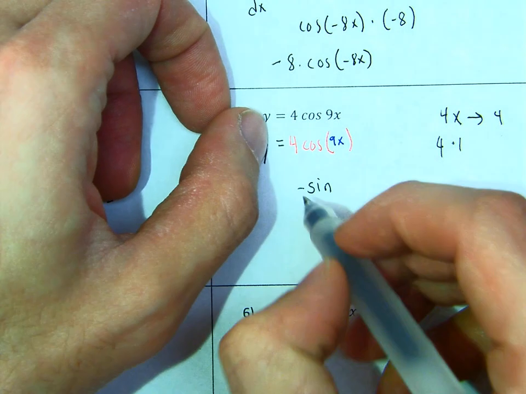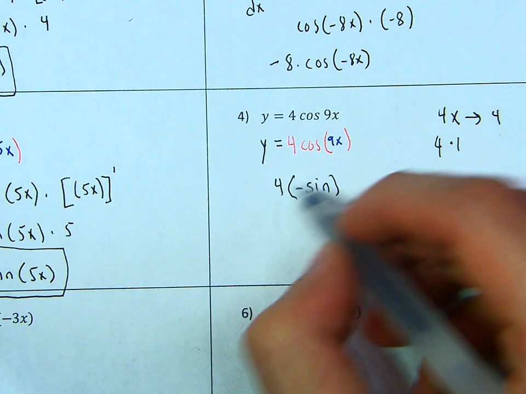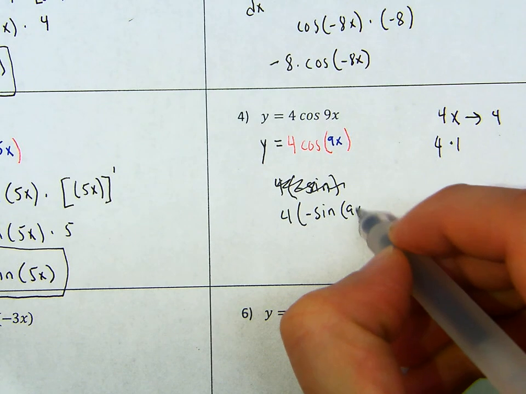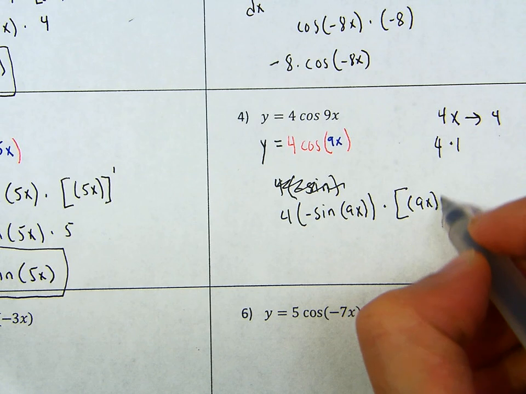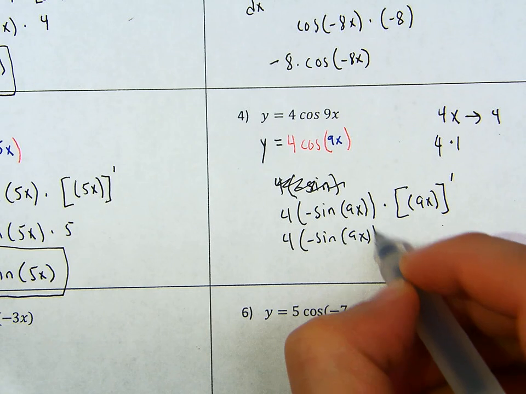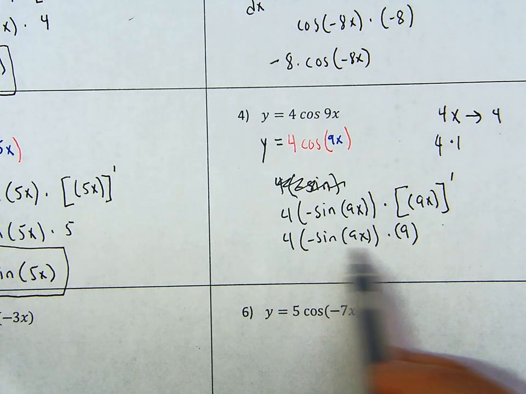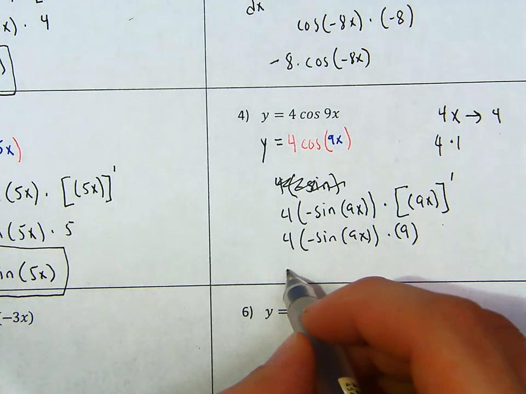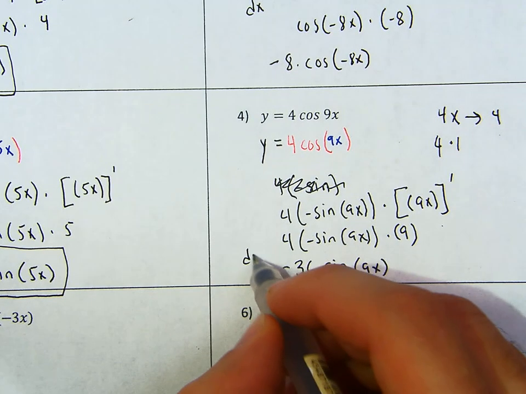Right? And then you're going to multiply that by 4. Okay? And now here, oh, I messed it up. So it's 4 times negative sine of 9x times the derivative of what's on the inside, so parentheses 9x, and take the derivative of that. So this is 4 negative sine 9x times 9. And the idea here is we're going to do 4 times 9 is 36. And there's that negative symbol attached to the sine. So our final answer will be negative 36 sine 9x. And that is dy/dx.